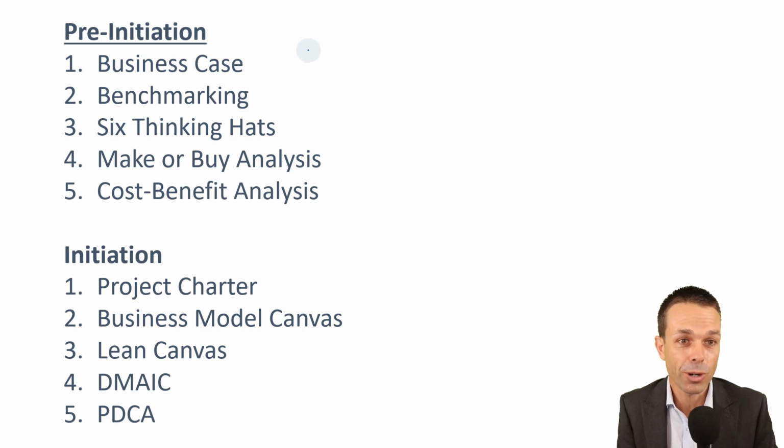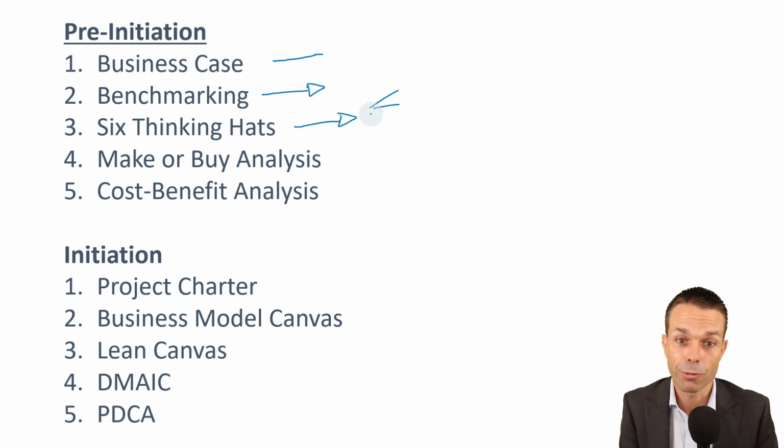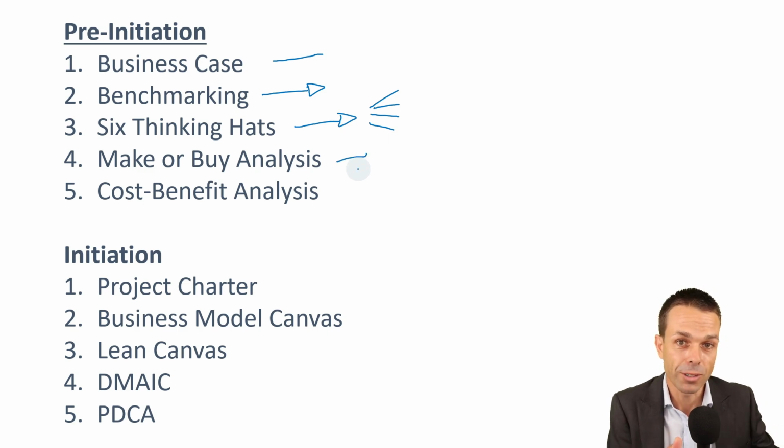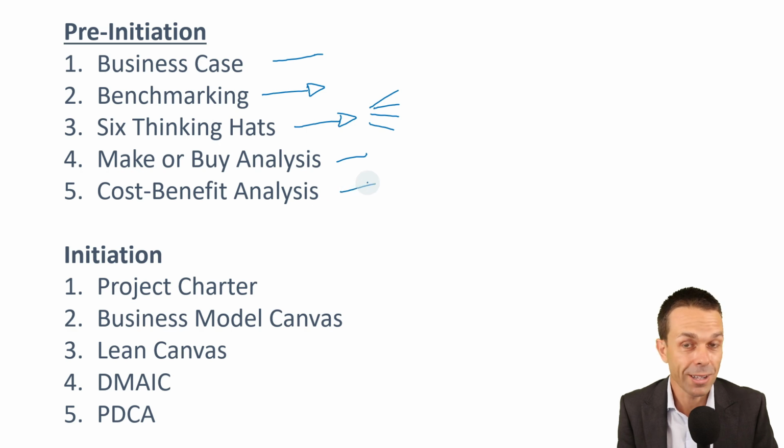And here they are just briefly, because before we initiate a project, we still need to go through a business case. We can go through benchmarking, and we'll show you the documents for that. The 6 thinking hats will help us figure out some risks before we get started. Make or buy analysis to see if we should build it or buy it from a vendor. Cost benefit analysis to see if it's actually worth our while to create this thing.